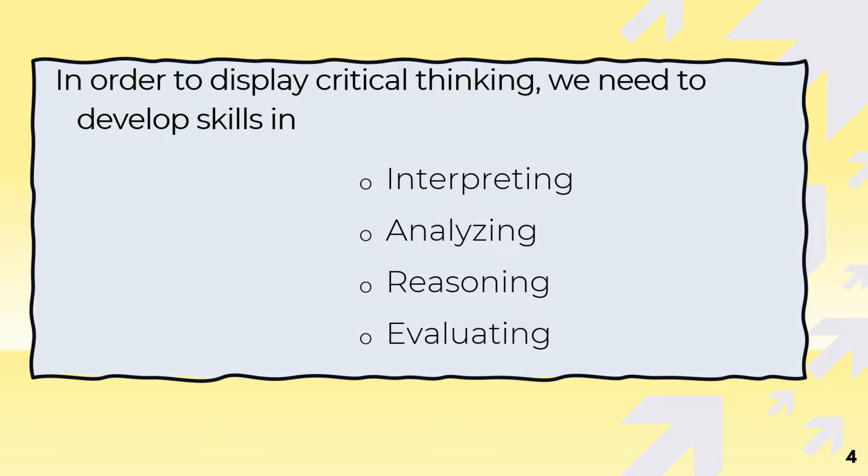In order to display critical thinking, we need to develop skills in four areas. The first one, interpreting, which is understanding the significance of data and clarifying its meaning. Then we have analyzing, breaking information down and recombining it in different ways. Number three, reasoning, creating an argument through logical steps. And finally, evaluating, judging the worth, credibility, or strength of accounts.